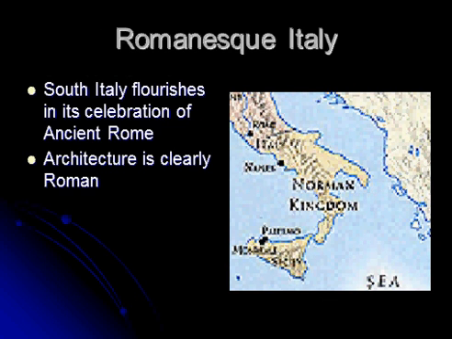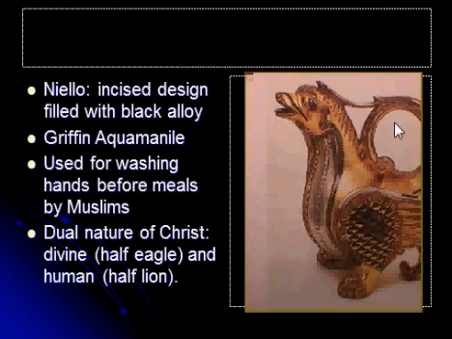Architecture clearly. Oh, this was a teapot or boiling pot that they borrowed. It was called the Griffin Aquamanile. It was borrowed from the Arabs. Yeah, it was half eagle, half lion, and human, which is really, really weird. There's like more than four halves.